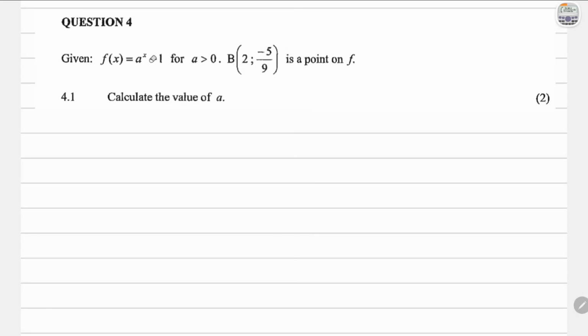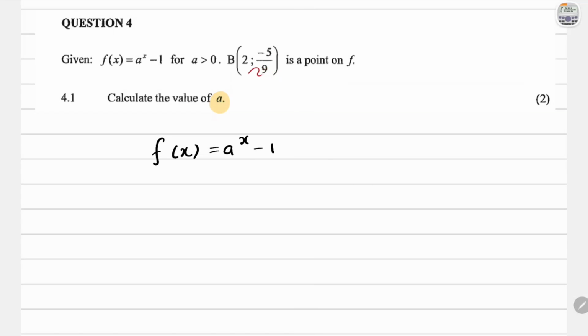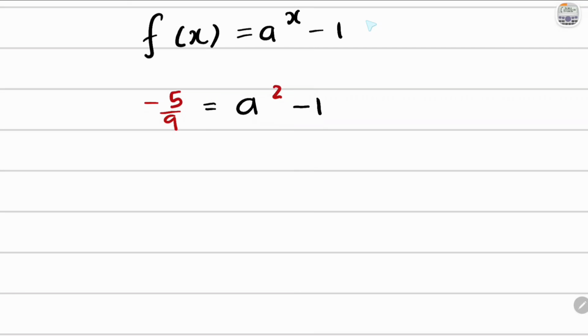Okay, simple. You can see that a is the only thing missing in the function. So if f of x is equal to a to the power of x minus 1 and b is a point on this graph, then you can substitute this into this function. So this is the x value and that is the y value. So we can substitute as negative 5 over 9 is equal to a to the power of, and in place of x we'll put in 2 and then minus 1. So there we go. We've put our y and our x value. And now you see that we can actually use this to solve for a.